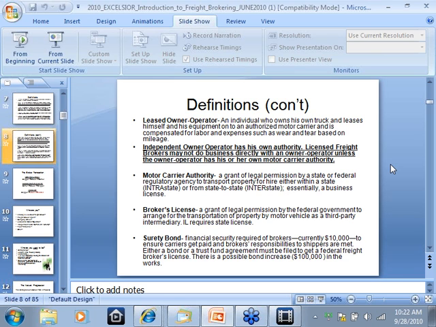Okay. Does that tie in with apportionment tags? Apportion tags basically means you have the right to travel through a state, all right? But it doesn't mean you have the right to pick up and drop off within that state.